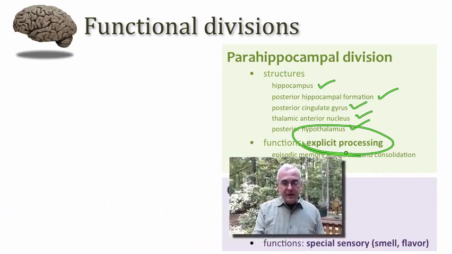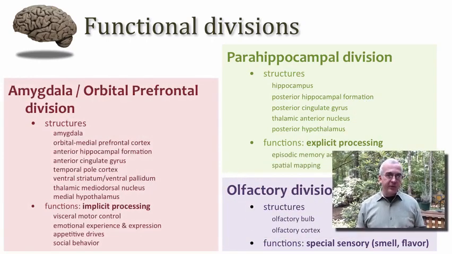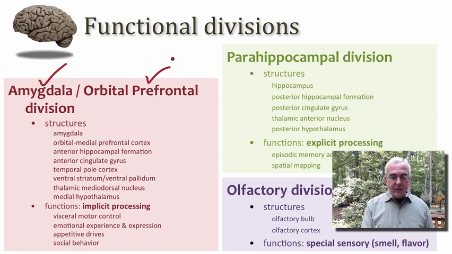Well, lastly, there's a major division of the limbic forebrain that we'll spend the rest of our time talking about, and it's centered on the amygdala and the orbital and medial parts of the prefrontal cortex.